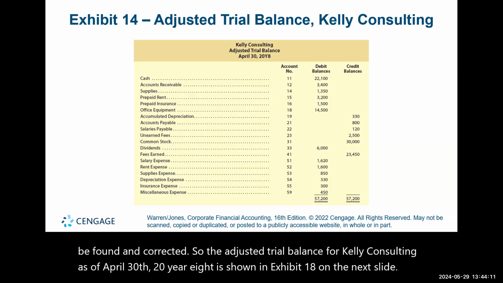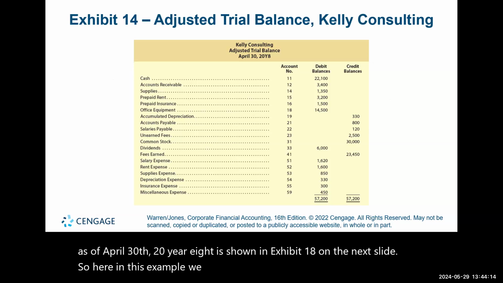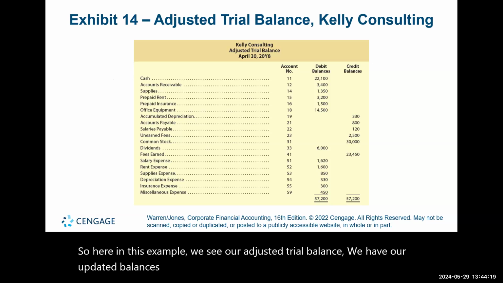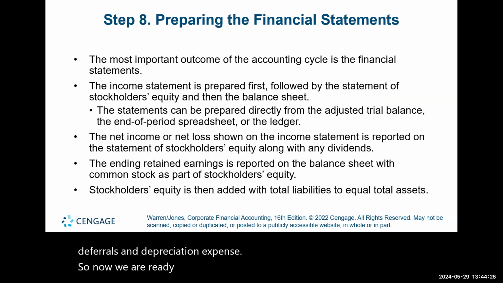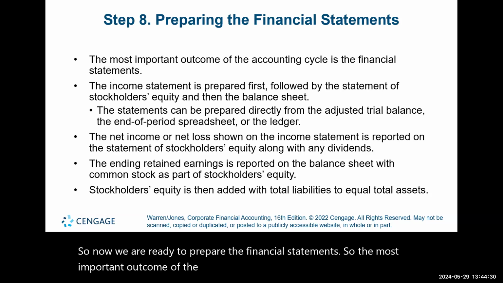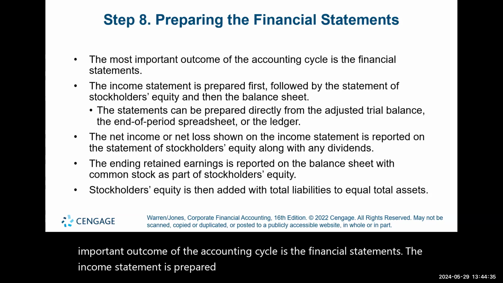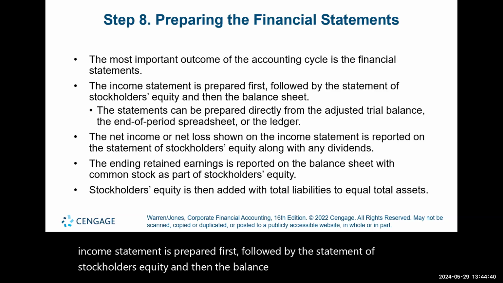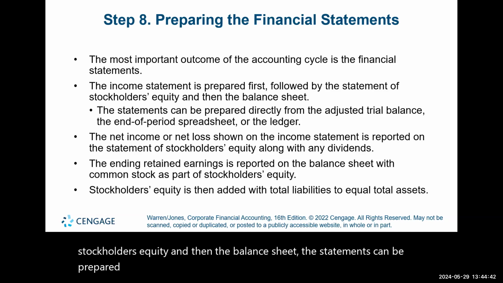So here in this example, we see our adjusted trial balance. We have our updated balances for the accounts that are impacted by the accruals, deferrals, and depreciation expense. So now we are ready to prepare the financial statements. The most important outcome of the accounting cycle is the financial statements. The income statement is prepared first, followed by the statement of stockholders' equity, and then the balance sheet. The statements can be prepared directly from the adjusted trial balance, the end of period spreadsheet, or the ledger.